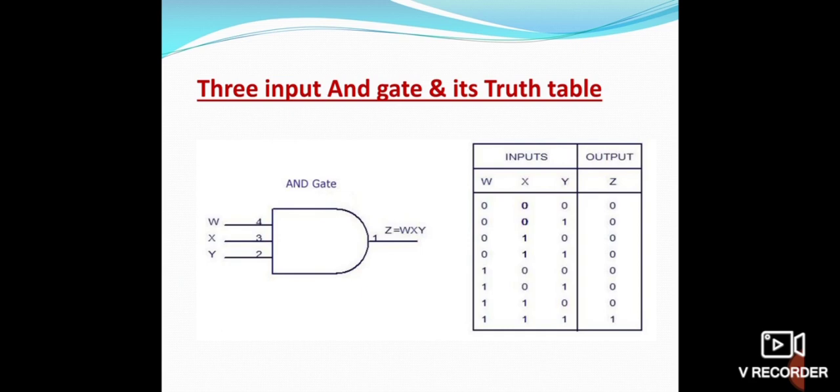This is a 3-input AND gate and its truth table. The 3 inputs are W, X and Y, and output Z equals WXY. So you have 8 possible input conditions for a 3-input AND gate. You can see you will get a high output only for one case, that is when all 3 of the inputs are high. In all other cases you will get a low output, since one or more inputs are low.